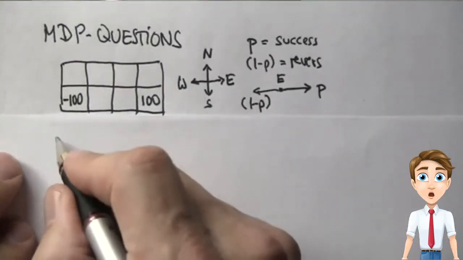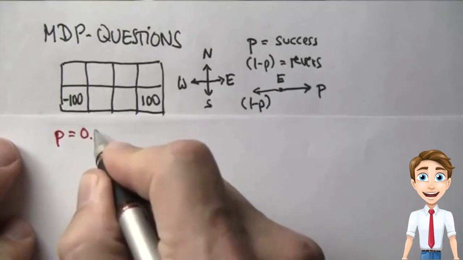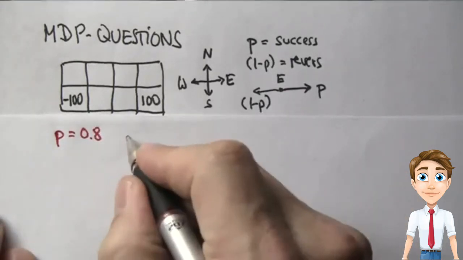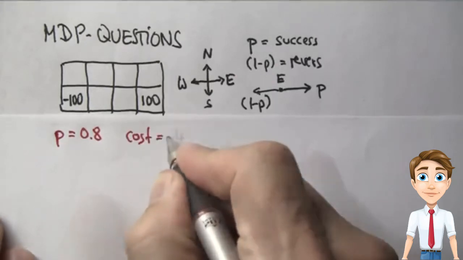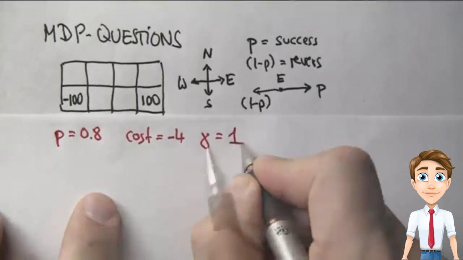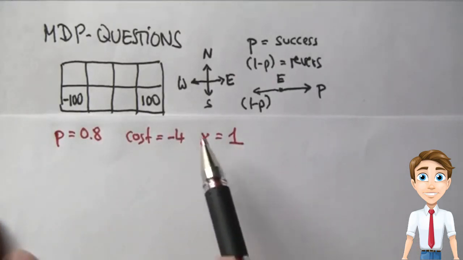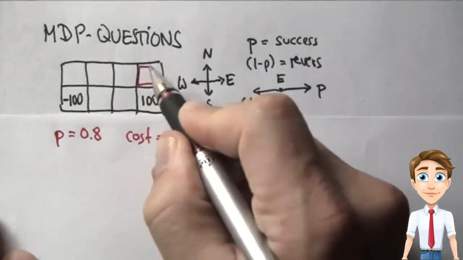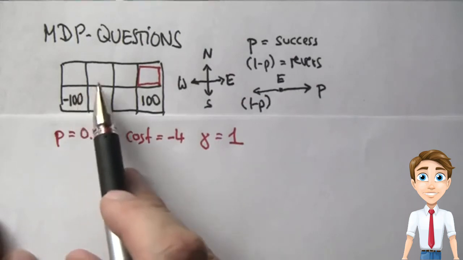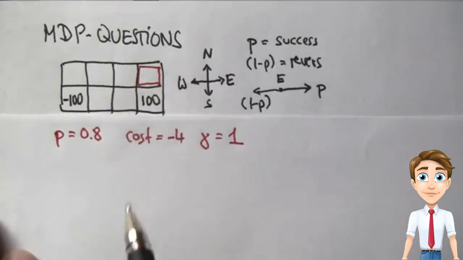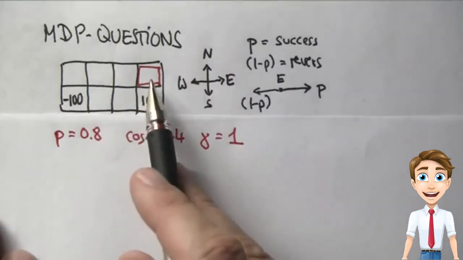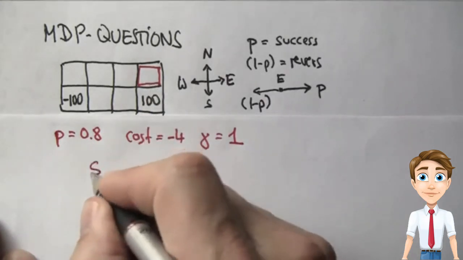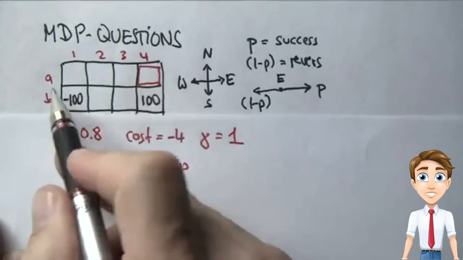Let's now assume that p equals 0.8, which means actions fail with probability 0.2. And again, the cost is minus 4, and gamma equals 1. I want you to run exactly one value calculation for the state in red up here, assuming that the value function is initialized with 0 everywhere. What will be the value after a single backup of value iteration for the state up here? This is the state A4.